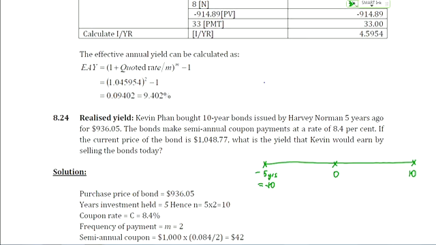Okay, you happy with this? The next one. As we agreed, he paid $936.05 5 years ago. He paid the amount of money, so shall we put negative? Agree? That's the payment that he made. So he got the bond.